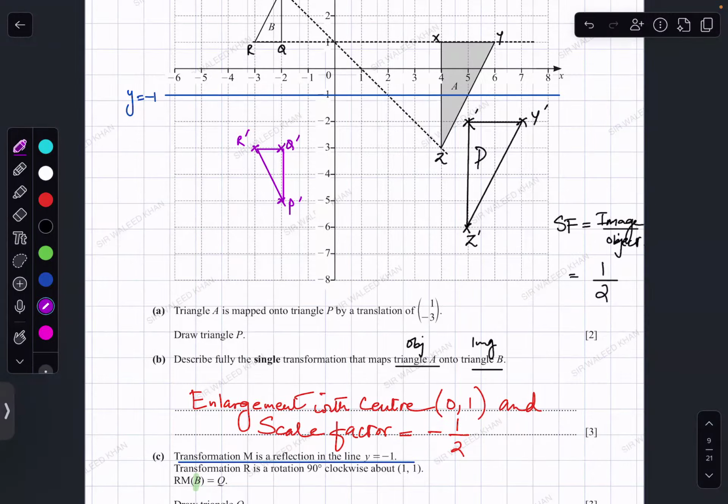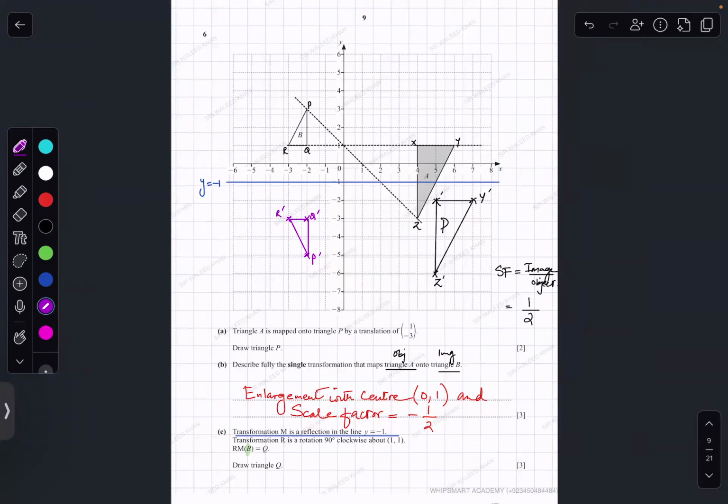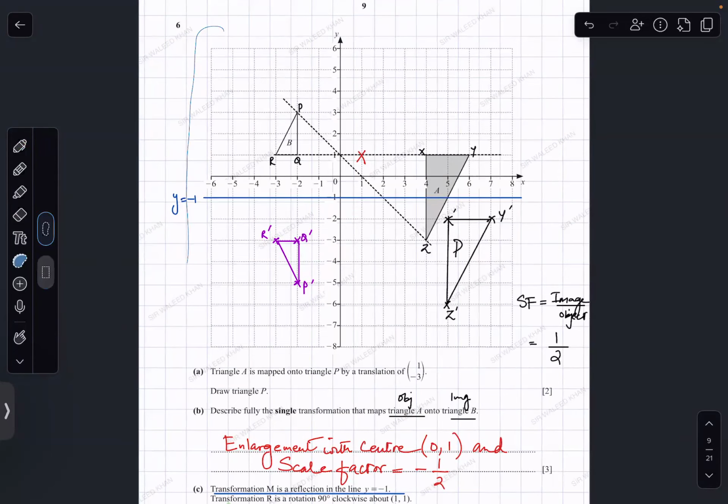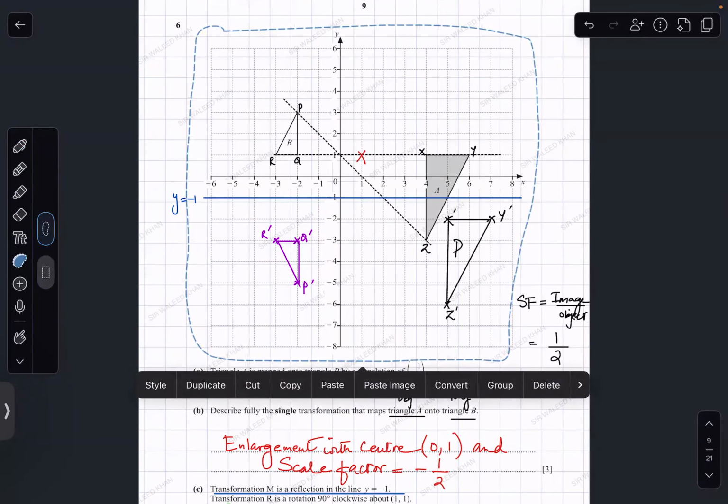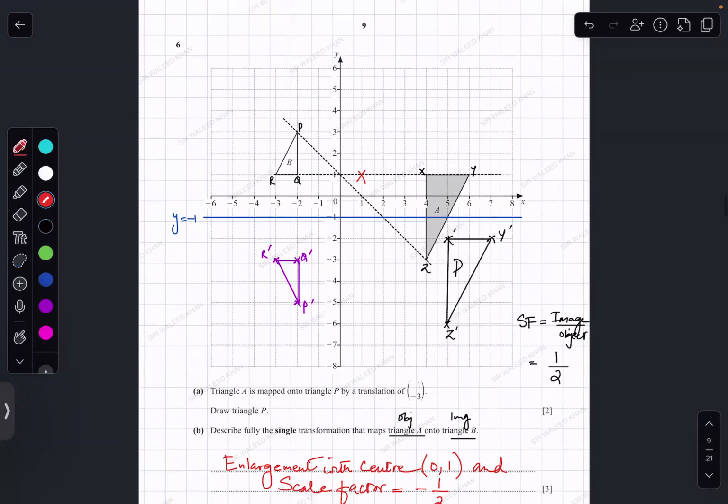Now they're saying transformation R is a rotation of 90 degrees clockwise about 1 and 1. So we have to rotate this 90 degrees clockwise around the center 1 and 1, and then we have to draw the triangle Q. This is the center. If you remember the steps, 90 degrees clockwise means you have to rotate your paper in this direction once. Okay, so let me paste it.